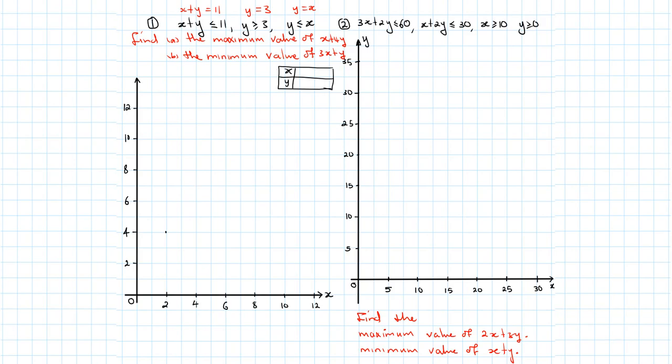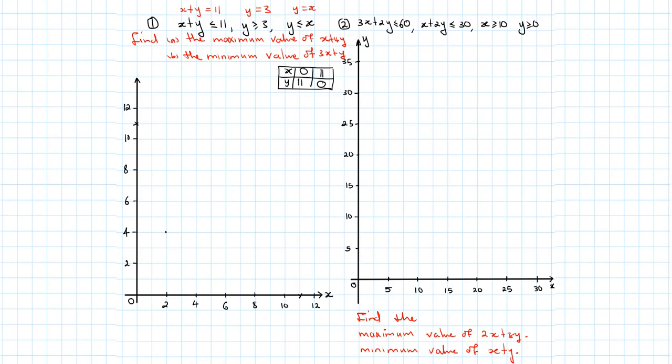Always make a table of values, x and then y. When x is 0, what will y be here? 11. y will be 11. And then when y is 0, what will x be? 11. So when you put 0 here, 0 plus y is y, so there will be nothing else. You only have y equals 11. And when you replace y with 0, you have x equals 11. So our line passes through (0, 11) and (11, 0).